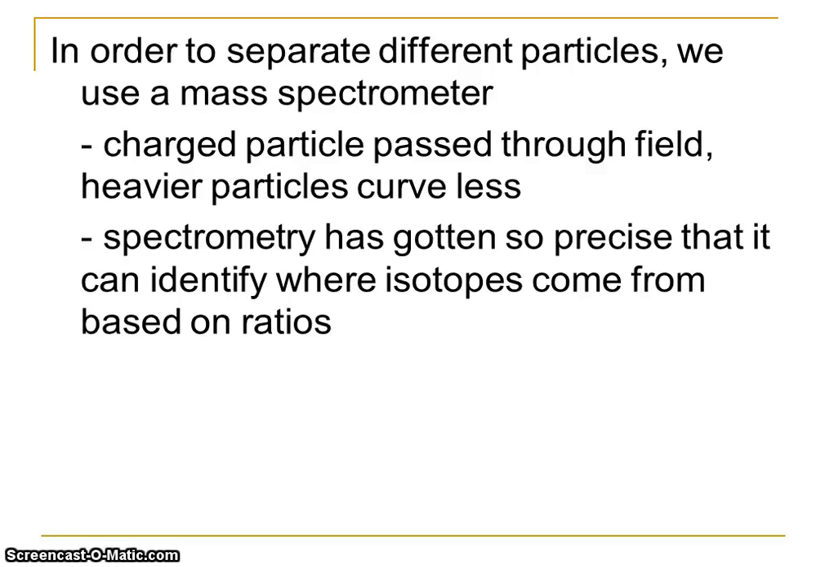And spectrometry has gotten so precise that we can actually identify where isotopes come from based on ratios. We might determine that a sample of lead came from a certain factory, or from a mine, or from Australia versus from Canada, based upon the different ratios of isotopes in that sample. So spectrometry has come quite a long way. And this information, again, is useful in identifying where samples might come from.